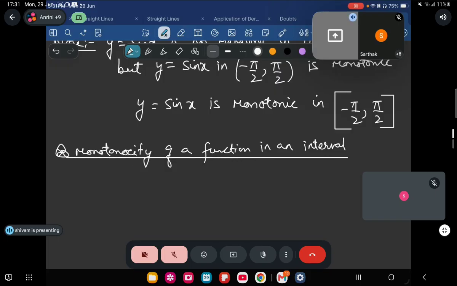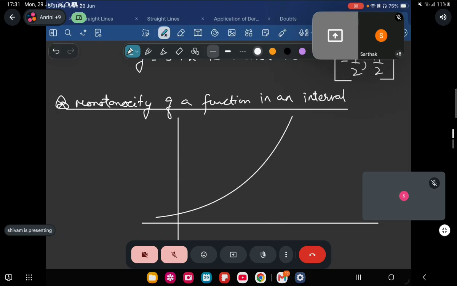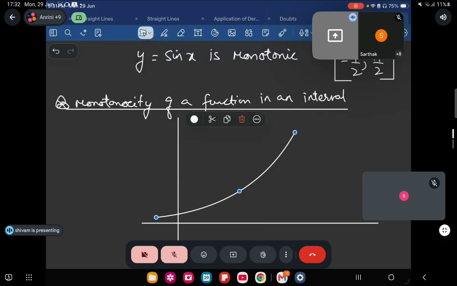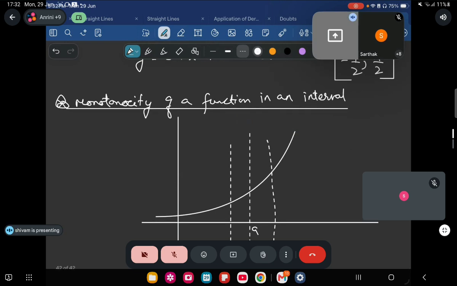Okay, let us define monotonicity in an interval. Everyone, if this is a curve, it is monotonic increasing. Let us take the neighborhood of A. Everyone, this is point A. I'm going to take the neighborhood of A. Neighborhood of A means A minus H and A plus H, for some H greater than 0.